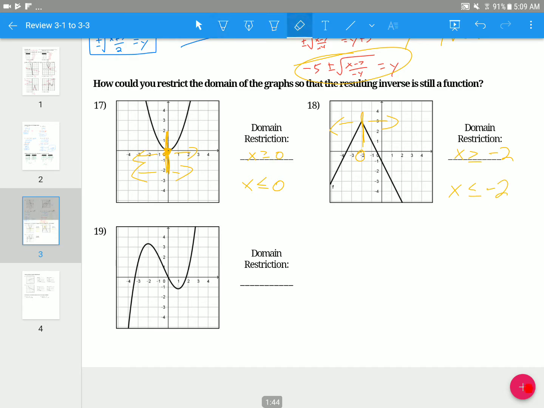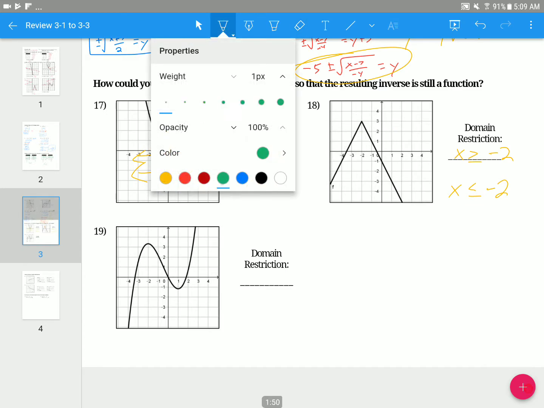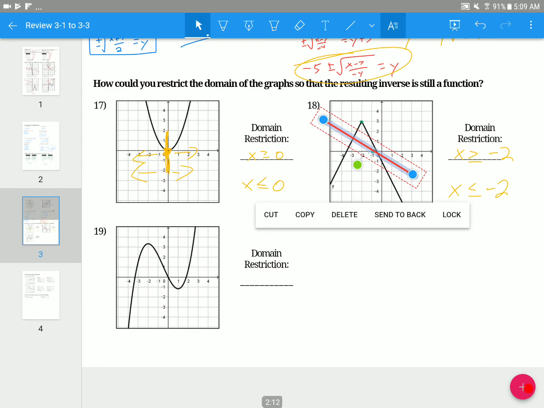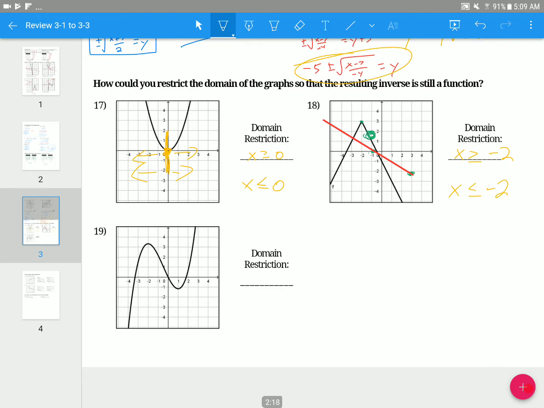Okay, and just to show you, if I did the greater than side, if I just did that right side, get a different color. That's -2, 3, -1, 0. Okay, so that's the resulting graph. If I only take this right side, if I only take this side of the line, that's my resulting graph, right? And that is a function.